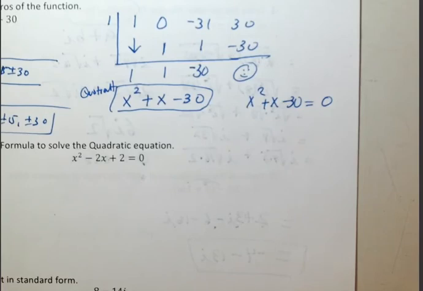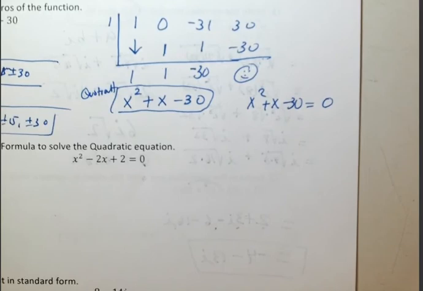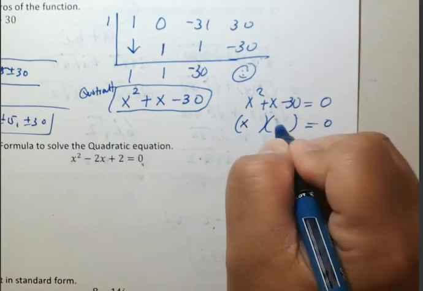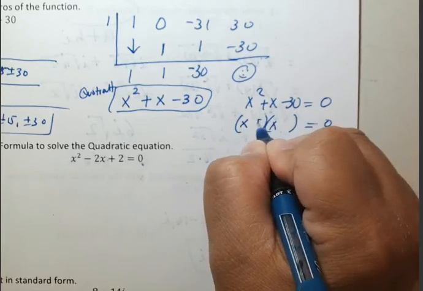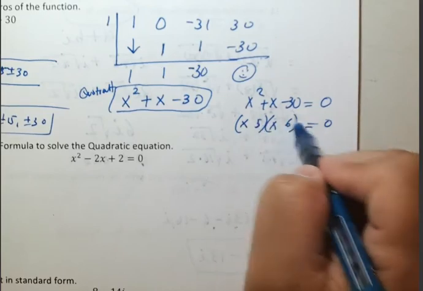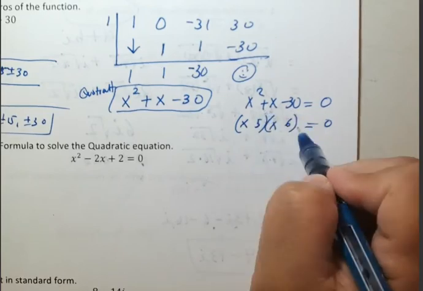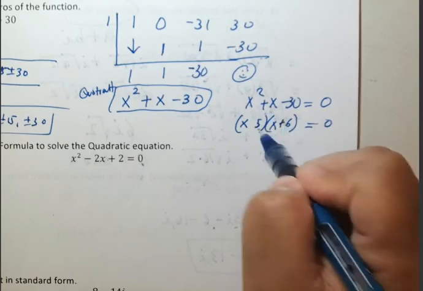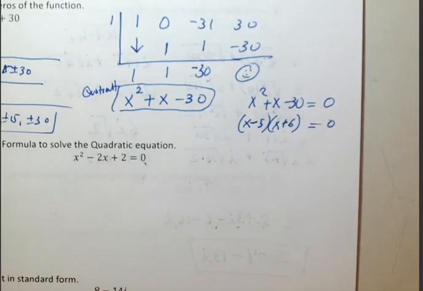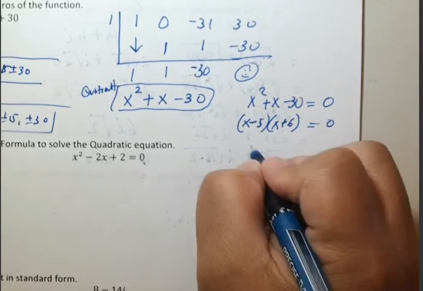Since I have 30, I always think of 5 and 6. And if I add and subtract 5 or 6, I'm going to end up with a 1. Okay, so let's check if it factors. So 30 is 5 and 6. The 30 is negative, so that means one of these guys has to be negative. But the x is positive, so the bigger number has to be positive, and the smaller number would be negative. Again, if you're not comfortable with factoring, that's okay. You can use the quadratic formula and still get the same answers.